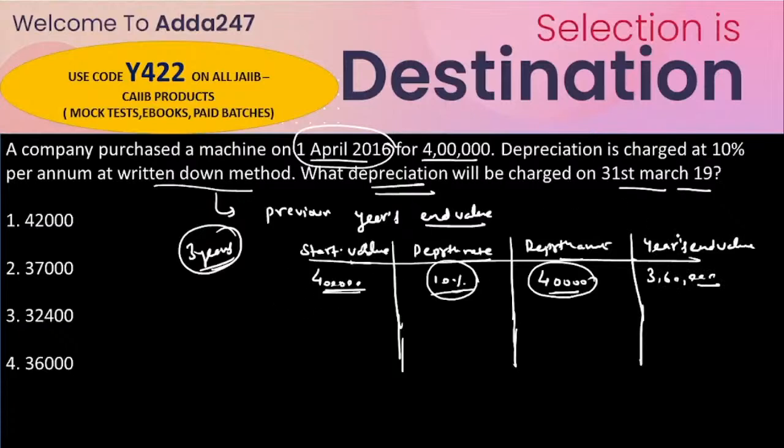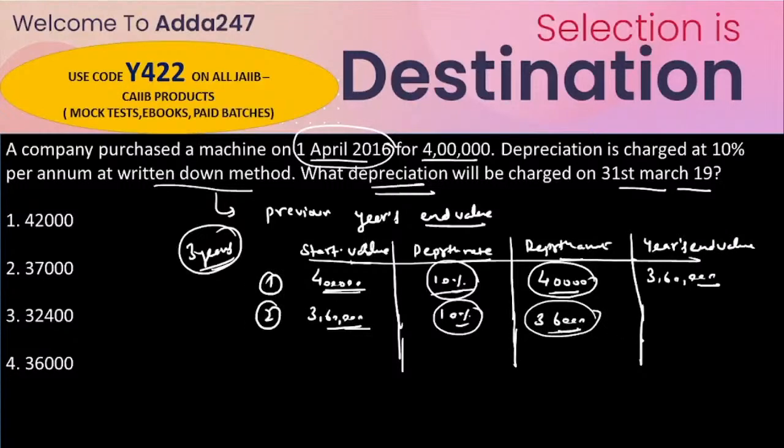Now the next thing is 3,60,000. We put 3,60,000 here, and again 10% is charged. If we calculate 10% on this 3,60,000, the answer is 36,000 rupees. This is for the second year. Now subtract 36,000 rupees from 3,60,000, and you will get 3,24,000 rupees.